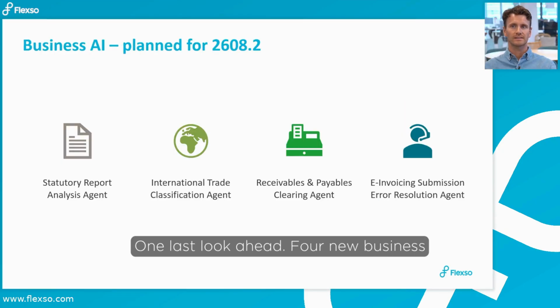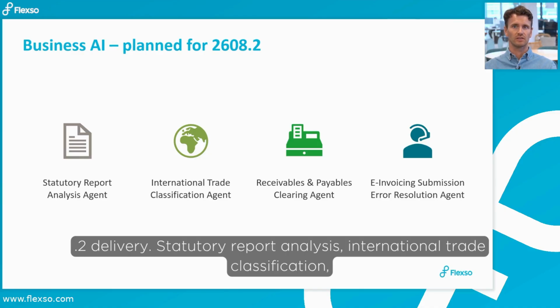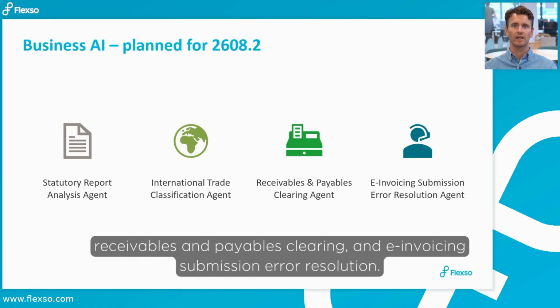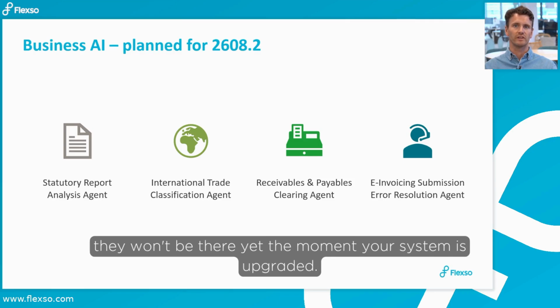One last look ahead. 4 new business AI agents in finance are planned for the 2608.2 delivery: statutory report analysis, international trade classification, receivables and payables clearing, and e-invoicing submission error resolution, mostly finance and trade. Worth keeping on your radar, but do note they won't be there yet the moment your system is upgraded.